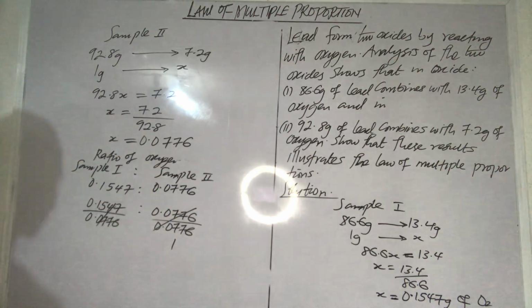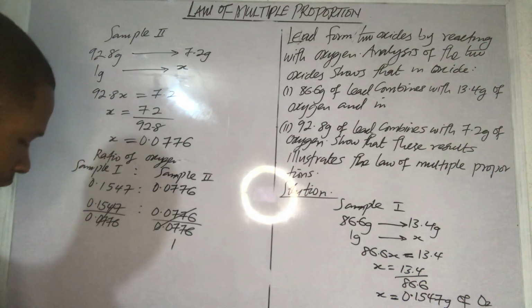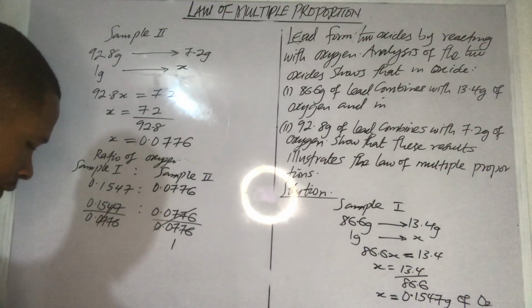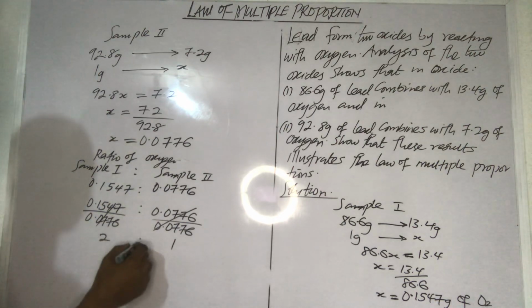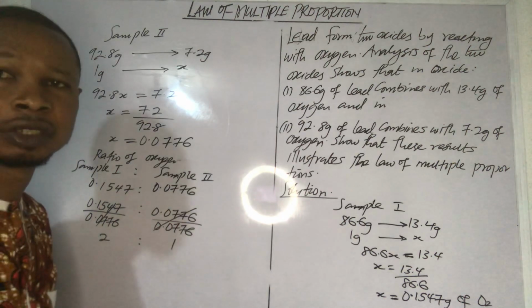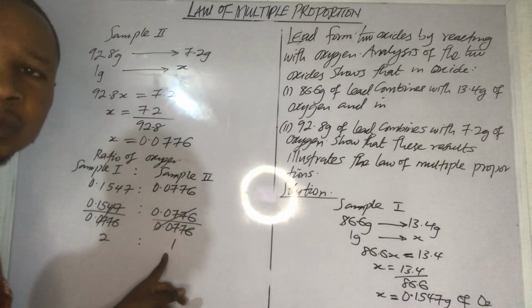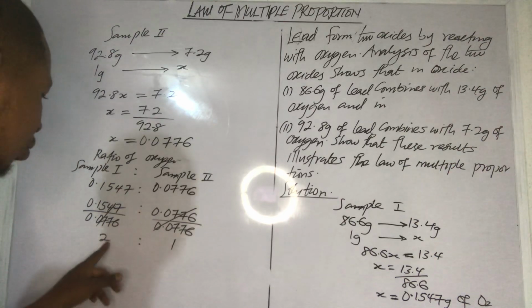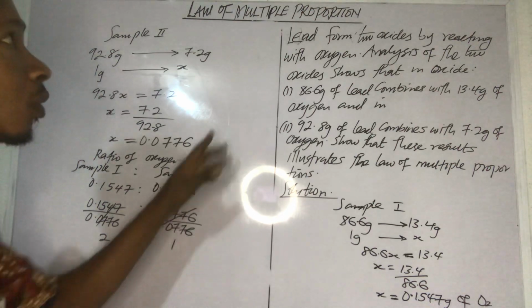Then if I divide this one too, 0.1547 divided by 0.0776, that will give me 2. So we discover that in the two samples, the ratio of oxygen that combines is a simple whole number, 2:1. So that's what the law says.